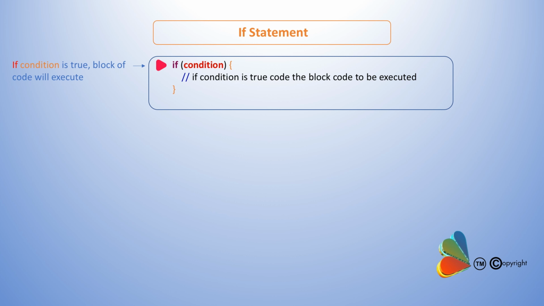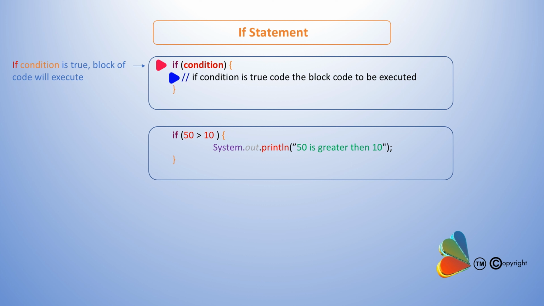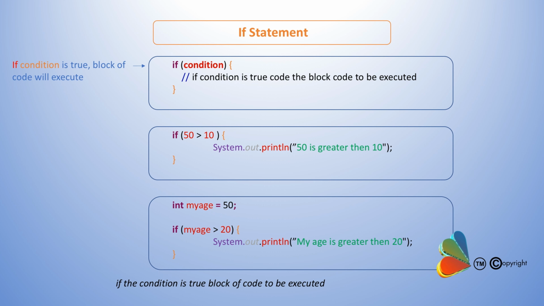If statement. If condition is true, the block code to be executed. If 50 greater than 10, then block code is to be executed. Print 50 is greater than 10.